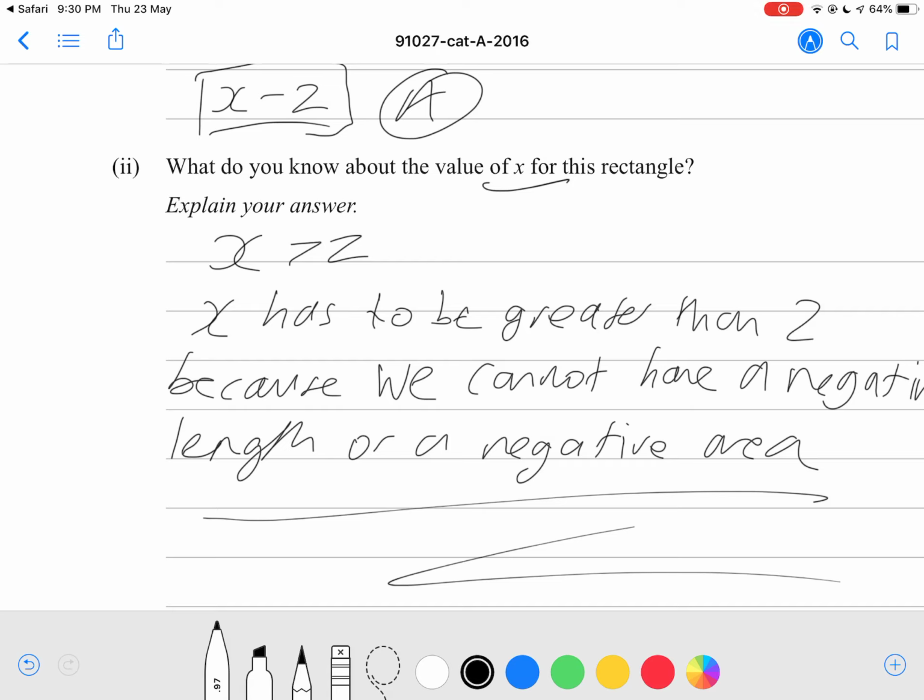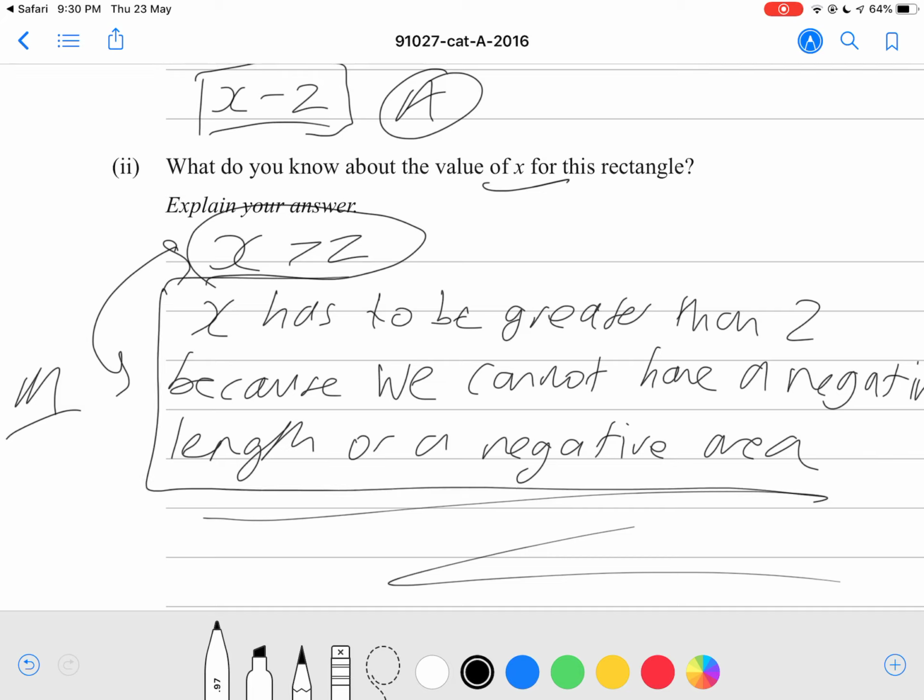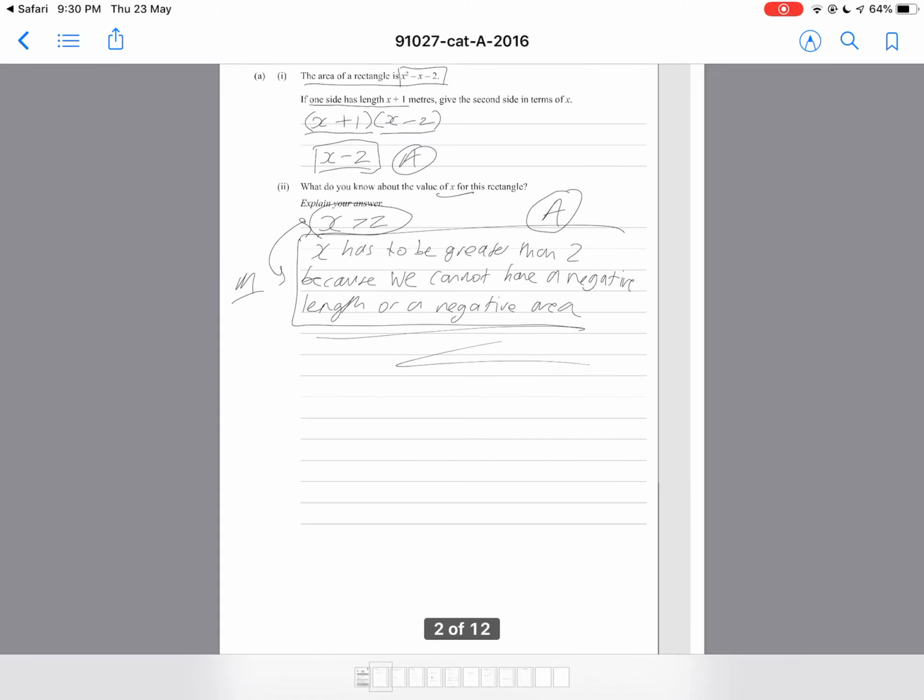So to get both of these points, you get this and this. That's gonna get you a merit grade, okay? To get achieved, you get one of these. So you either get x is greater than 2, or you get the statement, okay? So either one of these is going to get you an achieved, but for merit, you need both. Alright, next question.